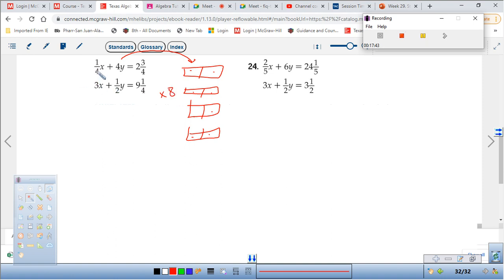Let's look at these over here. How many fourths make up how many fourths make up a 1?